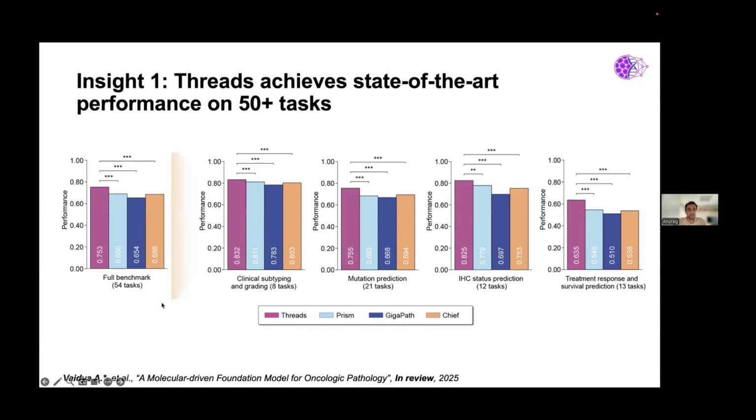Taking a look at the full benchmark of 54 tasks, we're able to see that Threads is able to get almost a 6% gain over the next best model, which was Prism, and very comparable to Chief. When you break down the 54 tasks into some more finer categories, such as clinical subtyping and grading, mutation prediction, IHC status prediction, and most importantly, treatment response and survival prediction, you see that contrasting with the transcriptome gives a very clear benefit over contrasting with just language or contrasting within the whole slide image itself.